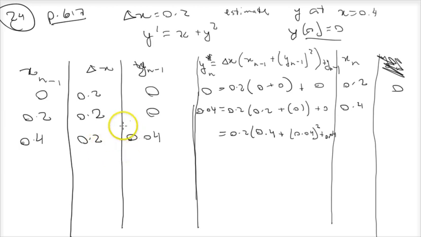And this all works out to 0.0832. This is all 0.0832 right here, and then we add that to the 0.04, and this becomes 0.12032. And so that is our approximation of y when x is 0.4.